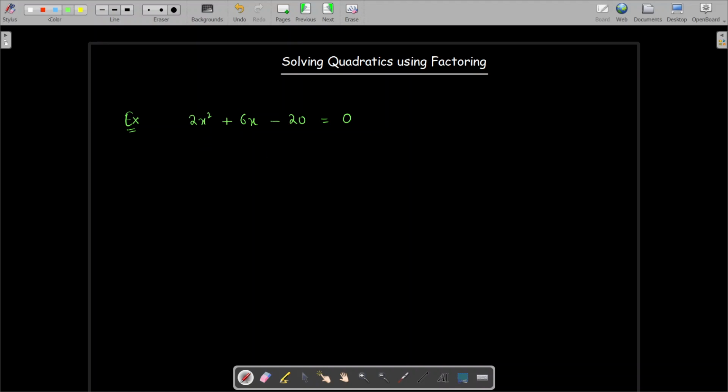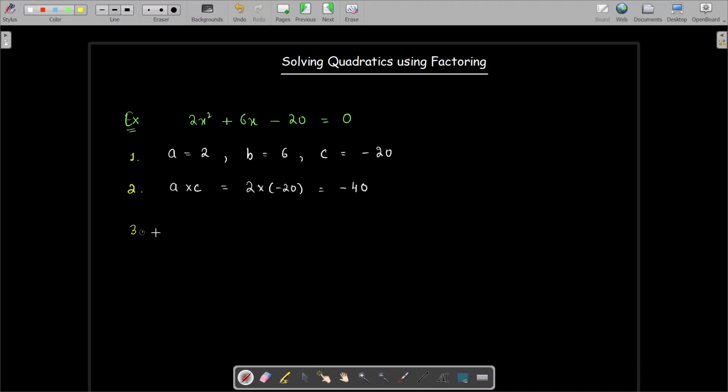What we do is, first of all, you need to write down the coefficients. Over here a is 2, which is the coefficient of x squared, b is 6, the coefficient of the x term, and c is negative 20. That's the first step. Second step is you're going to multiply a and c. That is 2 times negative 20, so we get negative 40.